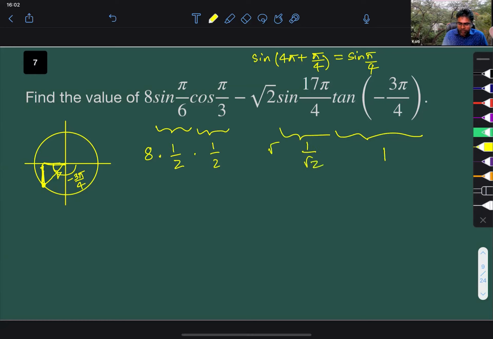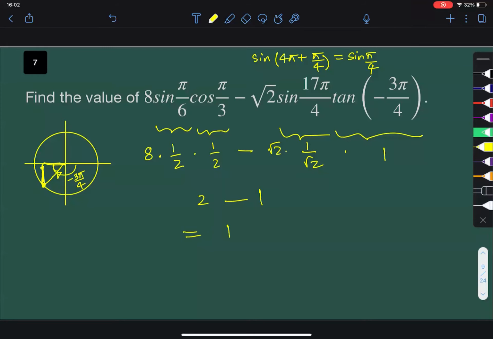And then I'm multiplying by root 2, and then there is a minus. So here 8 by 4, that is 2, minus root 2 by root 2, that will disappear. This is 1. So your answer should be 1. So cos 60 is 1 by 2, it is half, right? Yeah, it's 1. So then are you okay with this? Okay, I think we can move on, right?